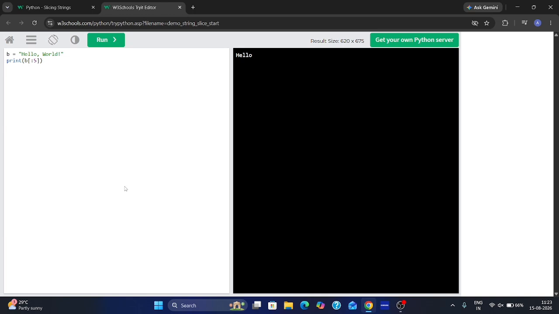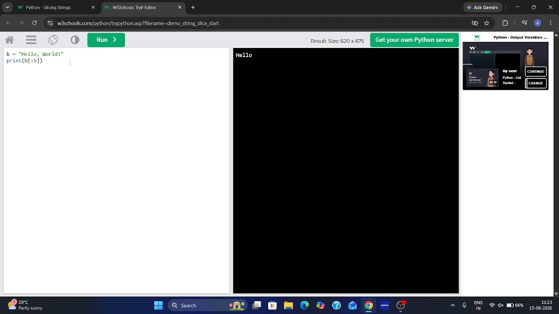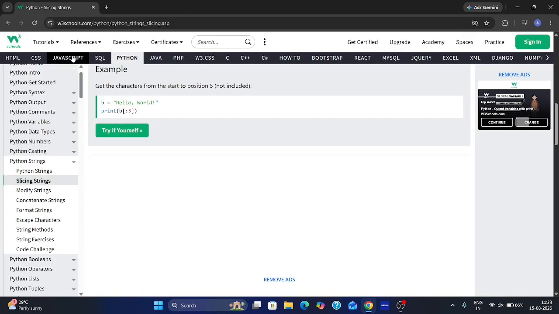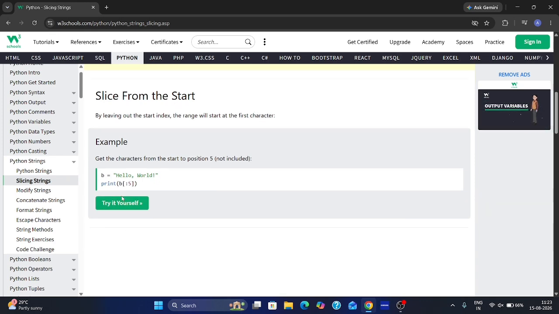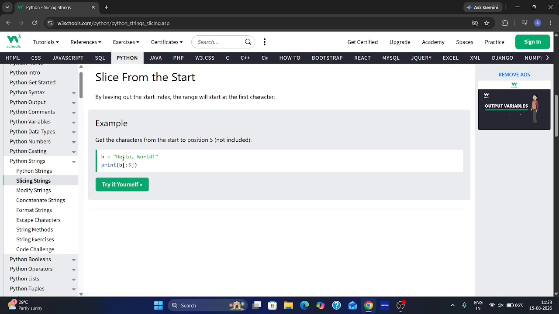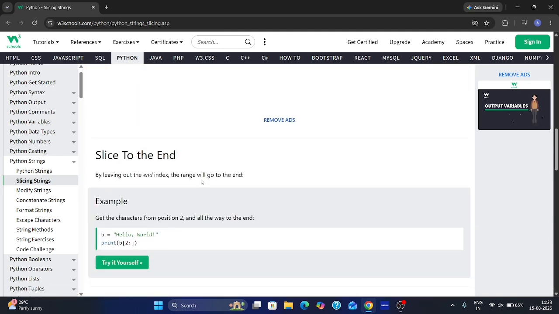If you don't mention anything before the colon, meaning 0 you have not given, and you have simply given colon 5, this means start from 0. I hope you all got it. Remember this line also: the range will start at the first character. When you do not mention anything here, it will start from the first character.